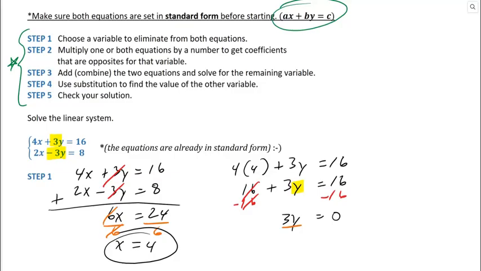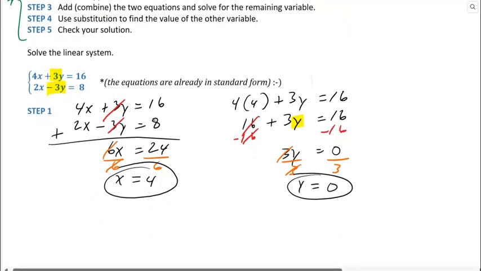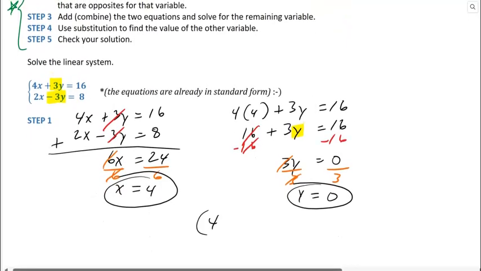My last step is to divide by the coefficient of y, which is 3. When I do, the 3's cancel out, and y equals 0 divided by 3, which is 0. And now we have our solution to the system. X is 4 and y is 0.